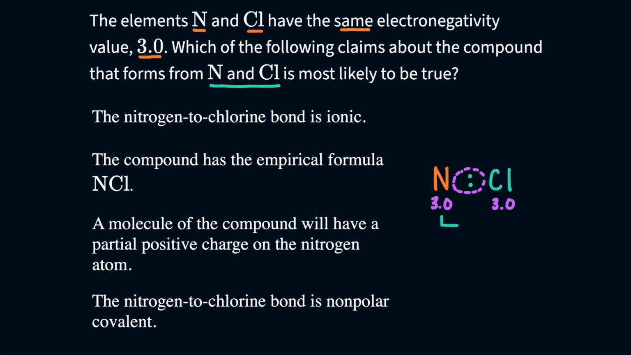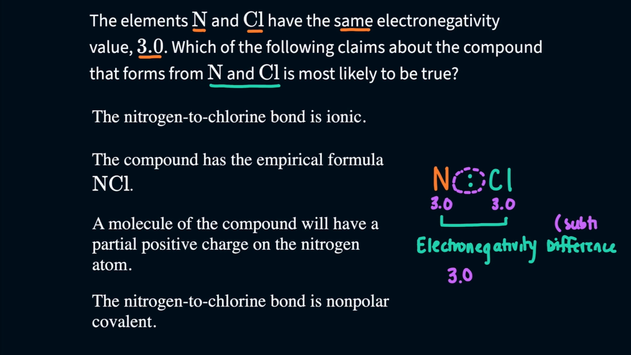Now, when you're given electronegativities, you can use them to find an electronegativity difference, because the difference between the two electronegativities will tell you what's going on with the bond. Since they are the same, it doesn't really matter which one you take, because a difference just means subtraction. All you're doing is taking the electronegativities and subtracting them. So 3.0 minus 3.0, I get a big fat 0.